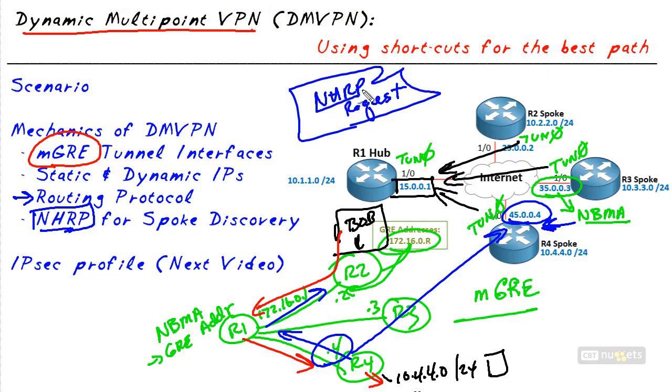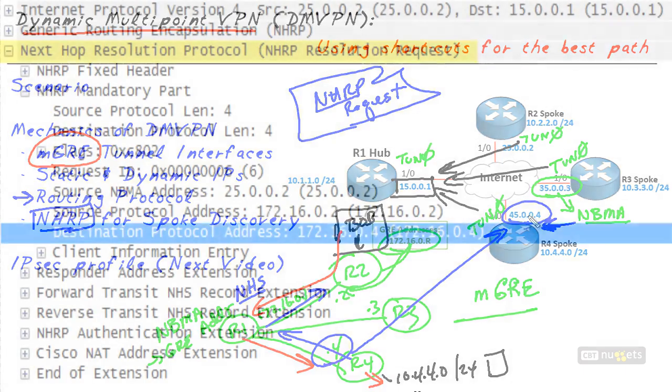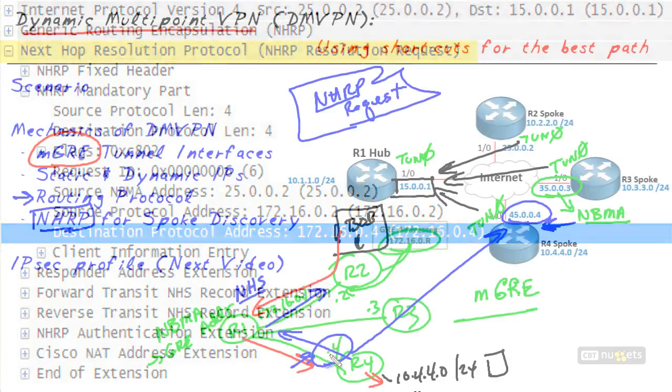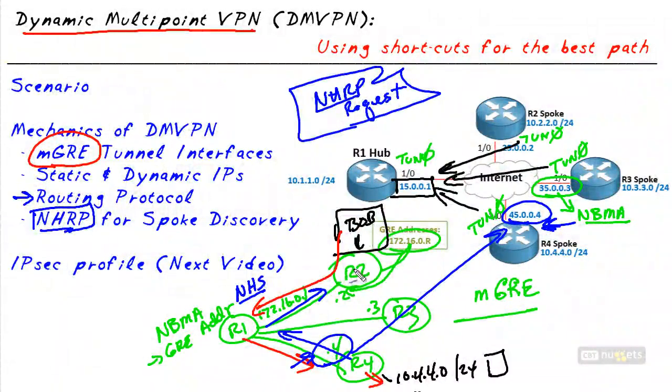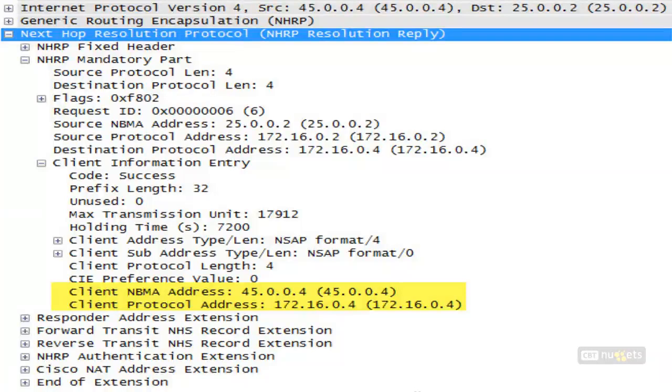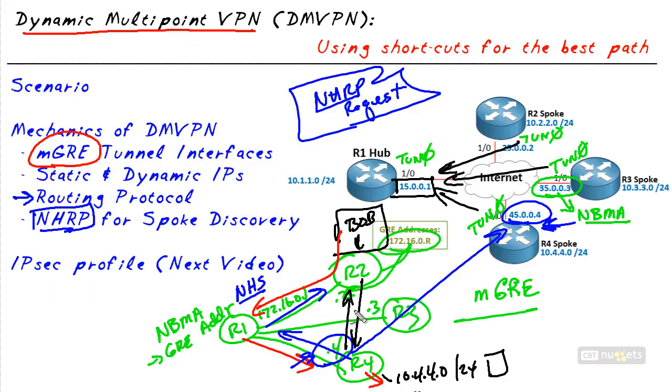So in this NHRP request, R2 is going to send that request up to what's called the NHS, the next hop server, which is part of the configuration for the tunnel interface on R2. And that request is going to say something like, I would love to know the NBMA address that's associated with this next hop of 172.16.0.4. And when R2 gets a reply back saying, oh, guess what? The NBMA address associated with this next hop of 172.16.0.4 is 45.0.0.4, then R2 can build a GRE tunnel directly to R4, and then future packets can go directly between R2 and R4 over GRE, as opposed to having to go through the hub.